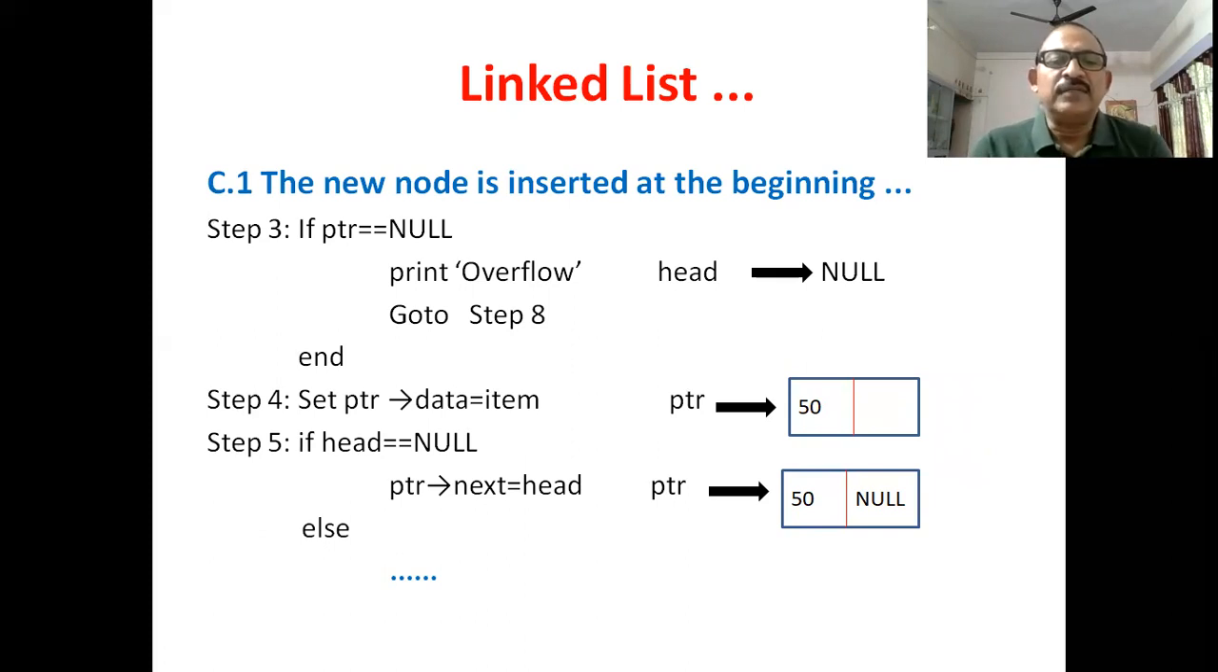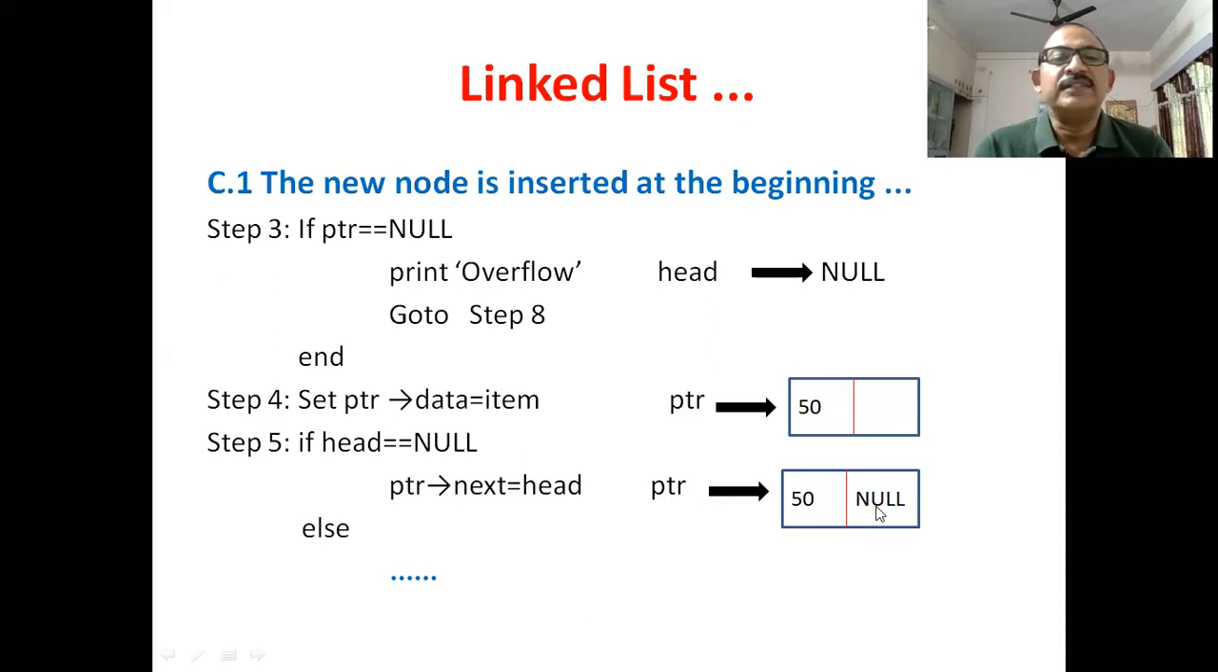When 50 is the first item, I have already told you head points to null. So if head is equal to null, what will be our next step? PTR next is equal to head, which means here you can store null. I am not writing the else at this time. What we will do if a linked list has at least one item, I am going to explain that portion. After this, inserting the item 50 into the node, the next field is null.